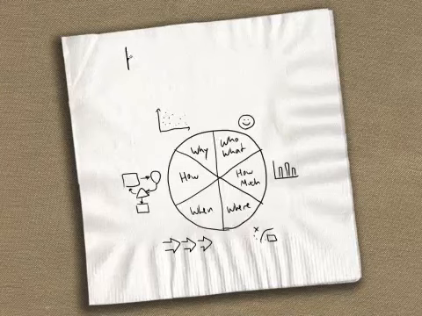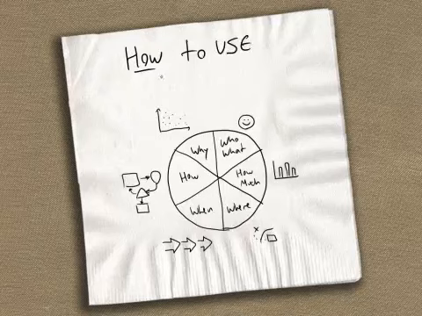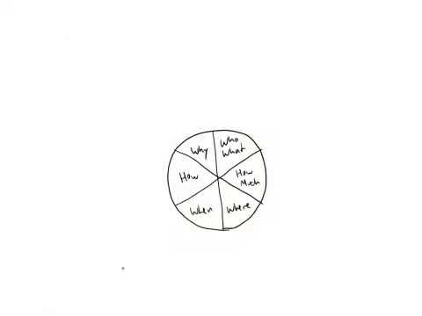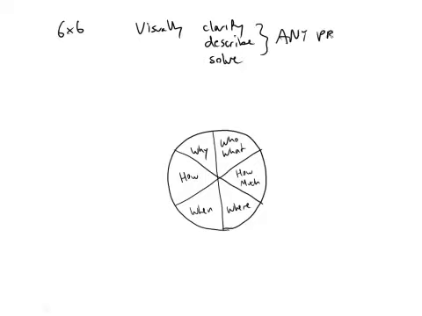This lesson is how to use the 6 by 6 rule. Applied use of the 6 by 6. There are two ways we can use the 6 by 6 rule to help us visually clarify, describe, and ultimately solve any problem. Two ways we can do that.